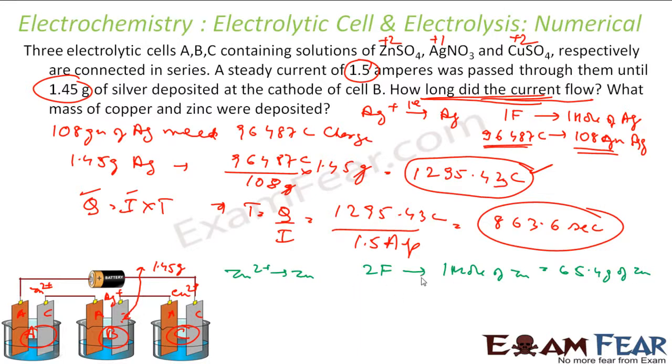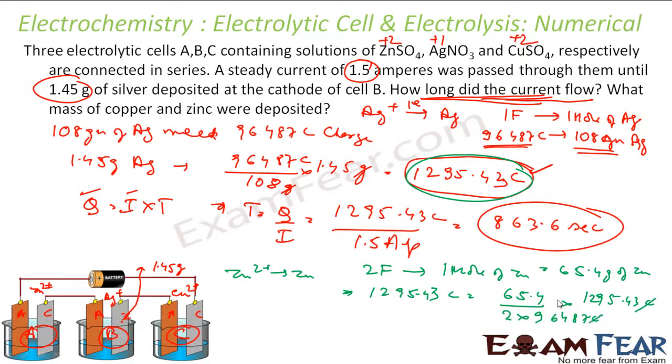2 Faraday charge is for 65 gram. So this much charge is nothing but 1295.43 coulomb. This charge is for what? 65.4 by 2 Faraday is nothing but 2 into 96487 coulomb, and this into 1295.43 coulomb. This is gram. You solve this, you get 0.439 gram. So this will be the gram of zinc I'll be getting.